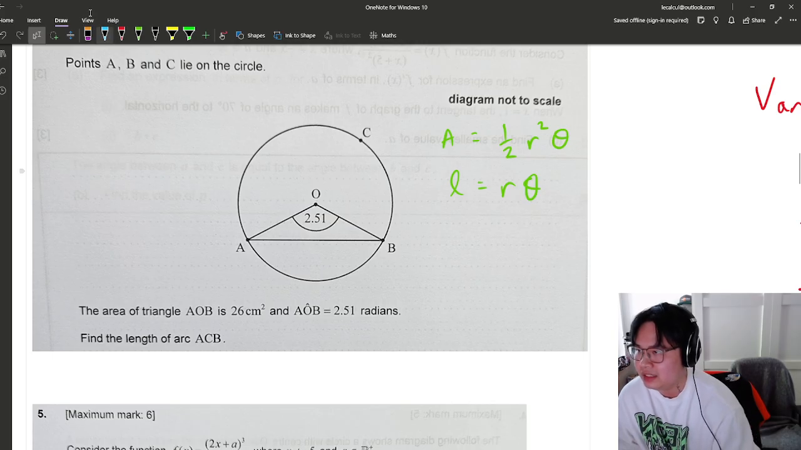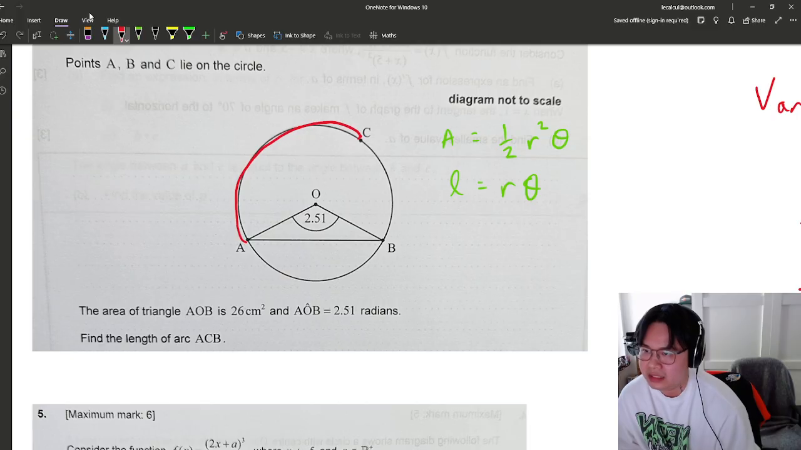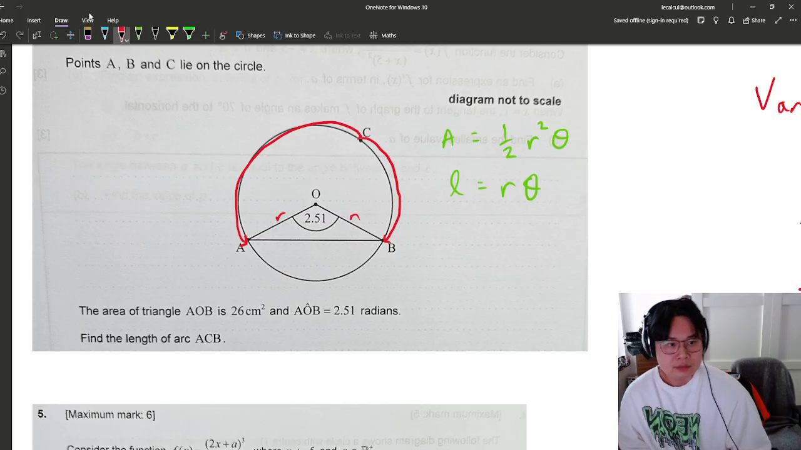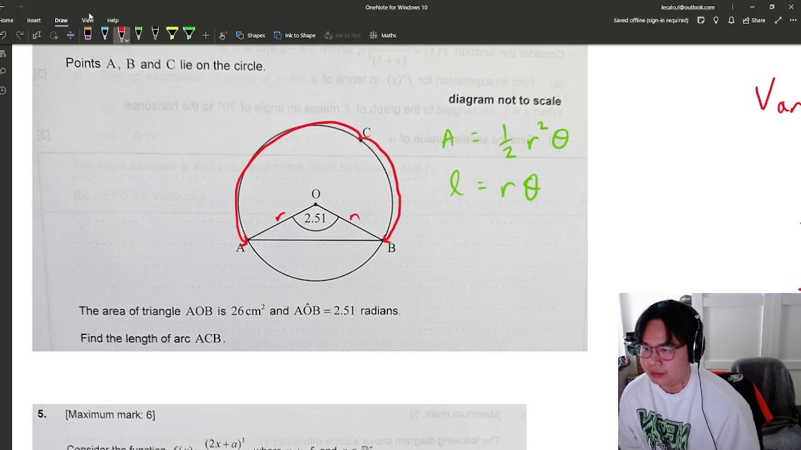Okay, arc length of ACB. Follow the letters A, C, B. Okay, do we know the radius? We do not, so that's something that we will need to find.